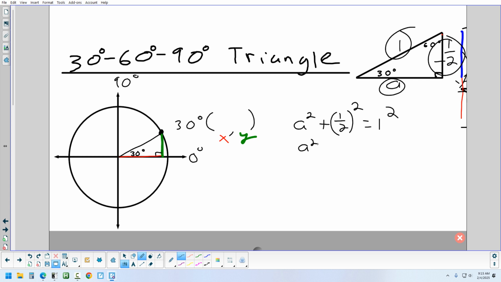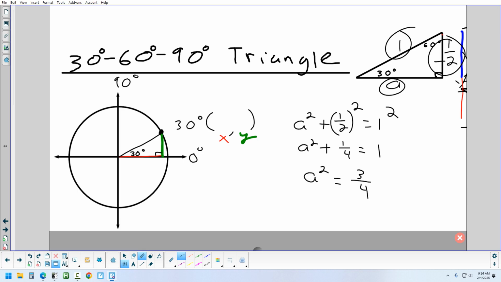Okay, what's 1/2 squared? Half times a half. 1/4. And what's 1 squared? 1. Okay. What's my next step to get A squared by itself? Minus 1/4 from each side. What's 1, and then what do you get if you minus 1/4 from it? 3/4.